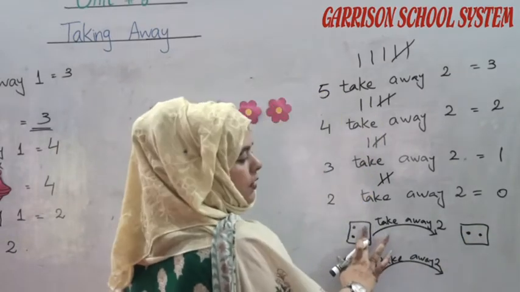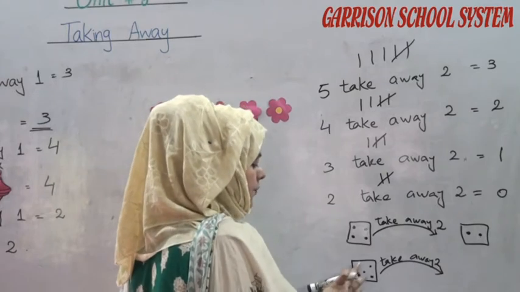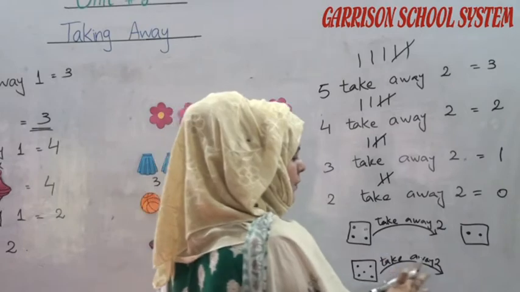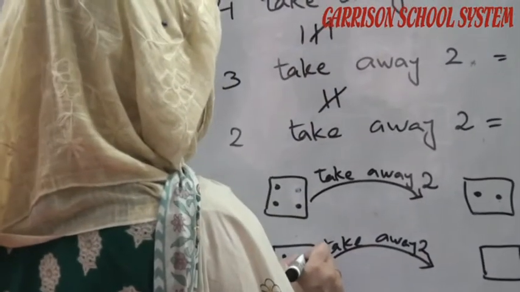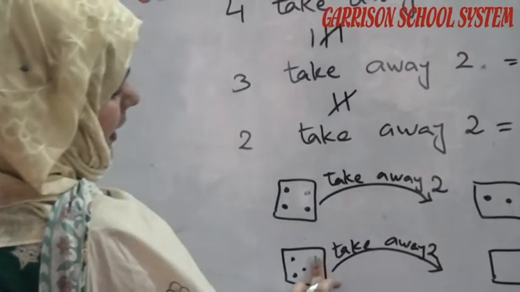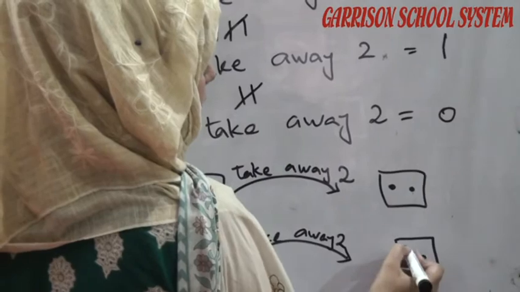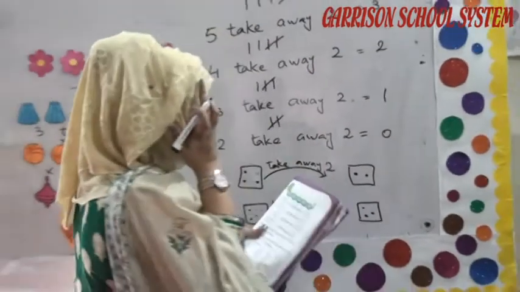हमने 2 को उसमें से take away कर दिया, यानी निकाल दिया. Now we have 5. 1, 2, 3, 4, 5. 5 spots on the counter. We take away 2. So what would be left with? हमने इनको 2 को जो है वो उसमें से बस निकाल दिया. So what will be left with? 1, 2 and 3. So we will be left with 3. So this is how it goes.